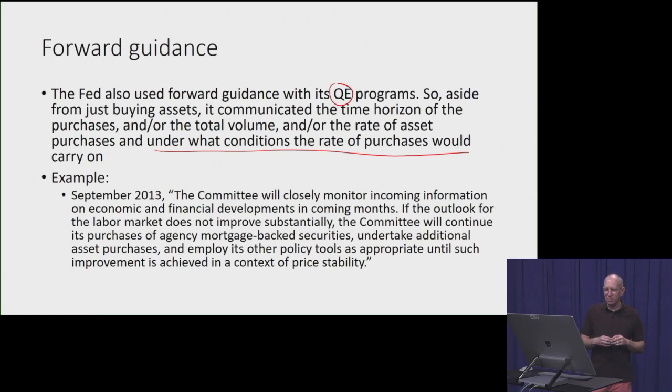So let's give an example here. This is from September of 2013. The committee will closely monitor incoming information on economic and financial developments in coming months. If the outlook for the labor market does not improve substantially, the committee will continue its purchases of agency mortgage-backed securities, in other words, MBSs, undertake additional asset purchases, and employ other policy tools as appropriate until such improvement is achieved in the context of price stability.